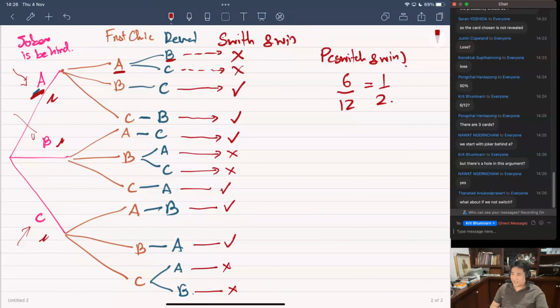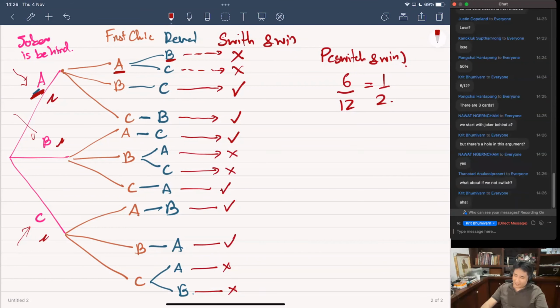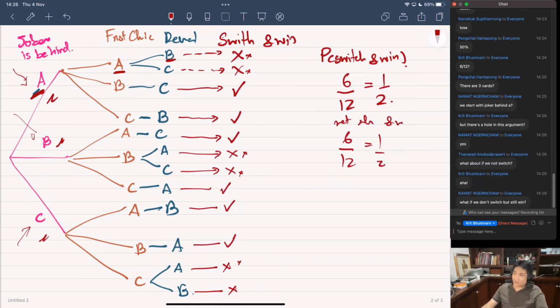What if we don't switch? Well, you just count the X marks, right? So for not switching, you have 6/12 as well. That kind of worked out. Not switch and win kind of works out. What if you don't switch and still win? But I'm not asking about that. I'm asking about the probability that you can switch and win. But you can calculate that it's also a half. With this argument, it's also a half.